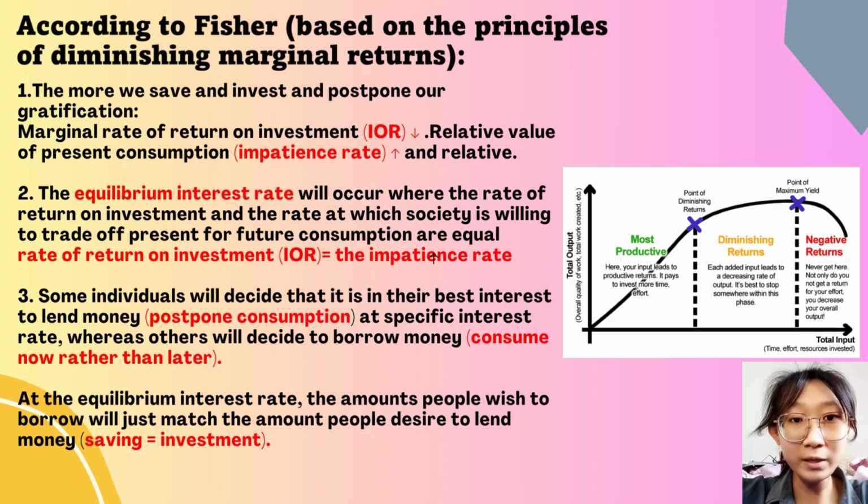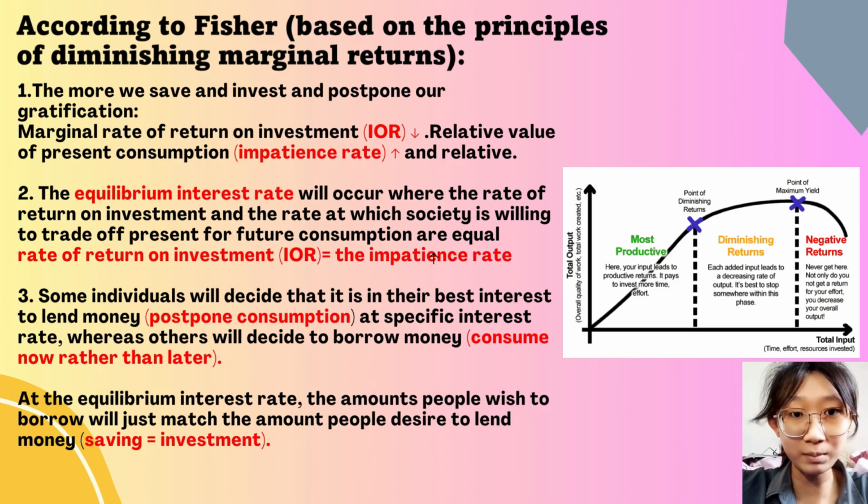The equilibrium interest rate will occur where the rate of return on investment and the rate at which society is willing to trade off present for future consumption are equal. We see then that the interest rate depends on both the technological ability of society to gain greater future consumption by giving up present consumption, and society's willingness to trade present for future consumption. The rate of interest, which normally will be positive, will exactly reflect the premium people are willing to pay for present rather than future consumption.